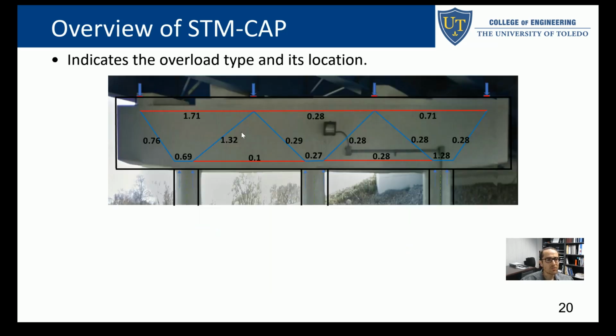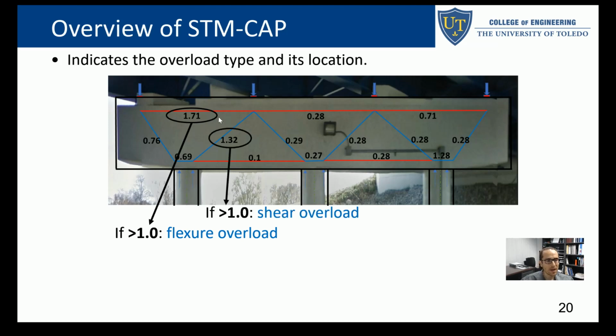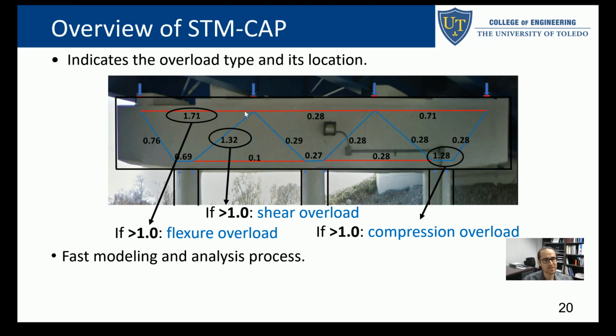You can see the overload location. If you see an overload at the horizontal reinforcement, it's a flexural overload. This is a shear overload. It's a diagonal member. You need that shear reinforcement, maybe perhaps FRP wrapping. Compression overload would be at the horizontal or vertical compression elements, which are struts, right?